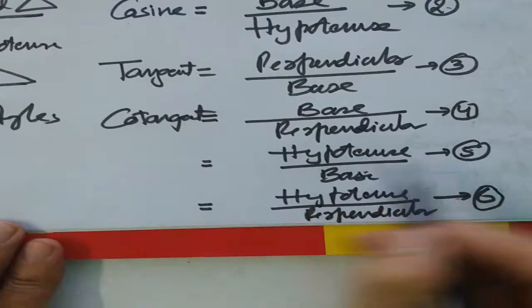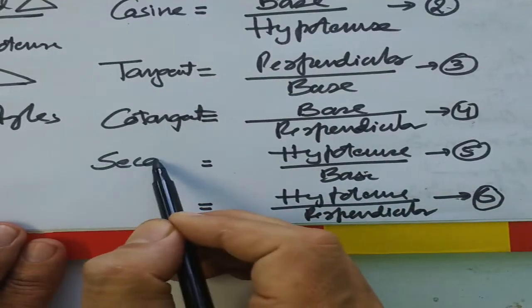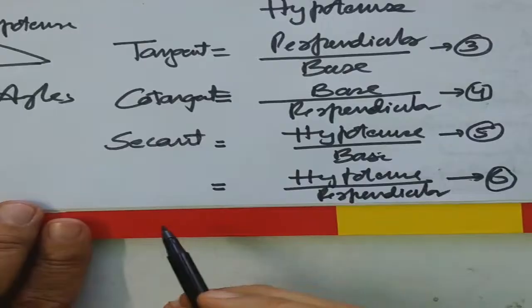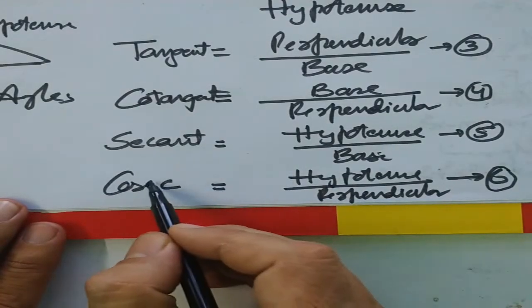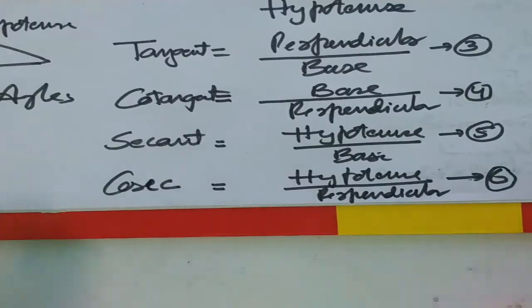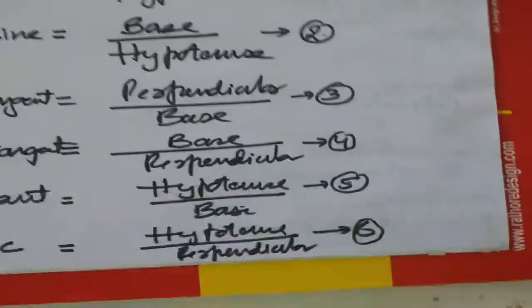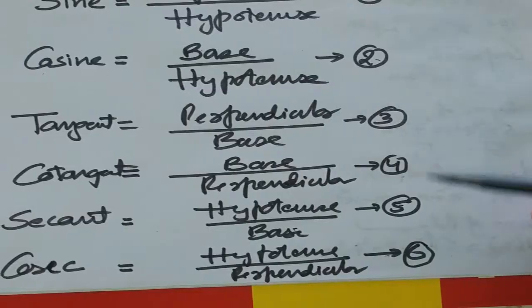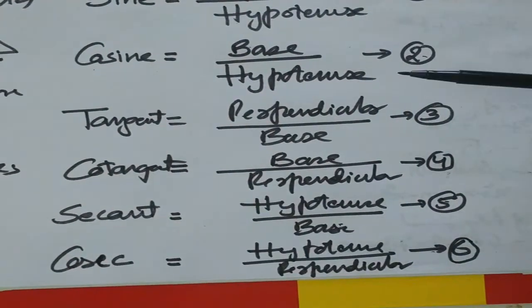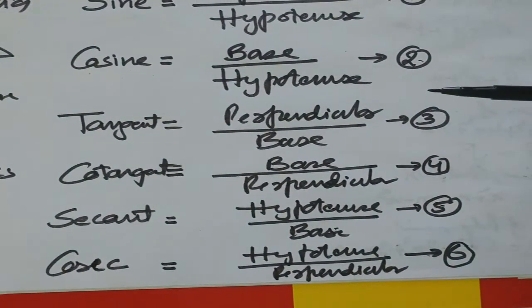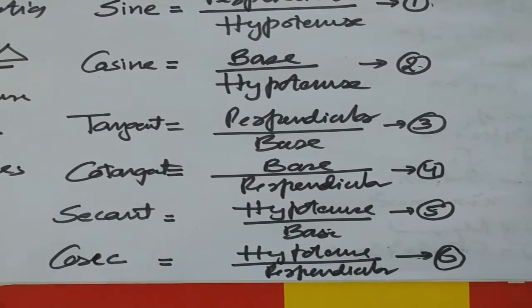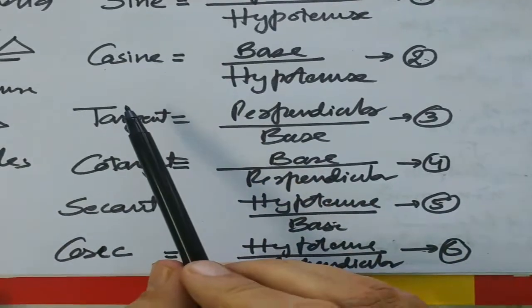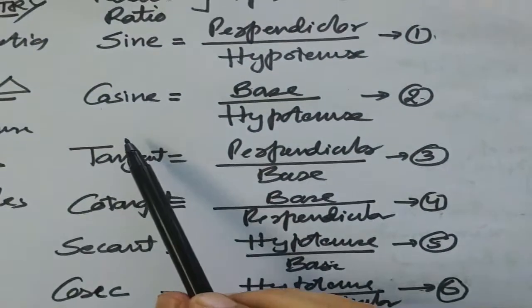This next ratio, the fifth ratio, is called the secant, and this is called the cosecant. So these are the six very important ratios which everyone has to remember and learn. So is it looking difficult? How will you know that sine is what, tan is what, cos is what?